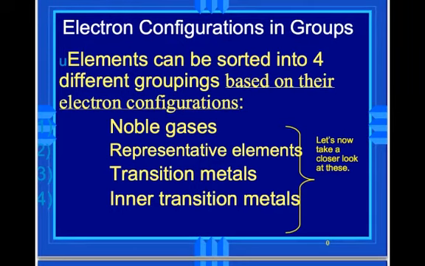One thing that I want you to be aware of and to recognize is that electron configurations in groups have a trend to them. So elements can be sorted into 4 different groups based off of these electron configurations. We'll generally call them a noble gas, a representative element, a transition metal, or an inner transition metal based off of their electron configurations.